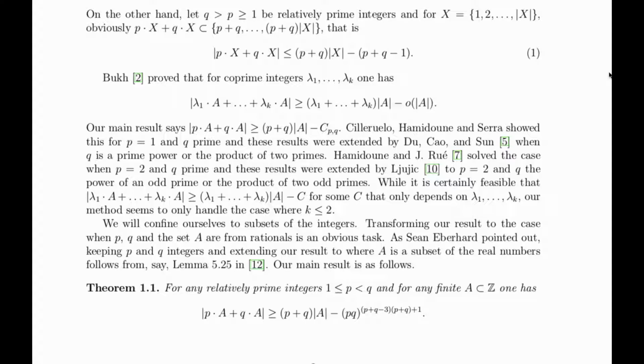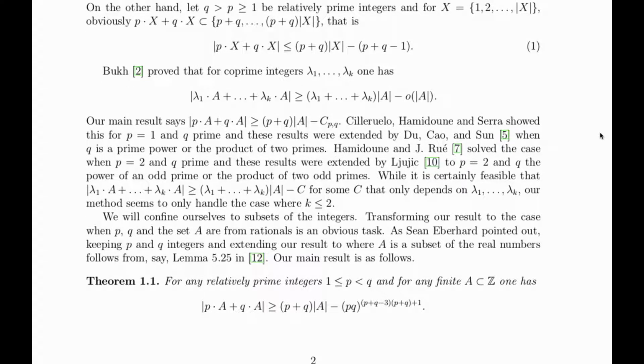Most of the results were for P equals 1 and P equals 2, where Q is either a prime or kind of close to a prime. Now if we go down to our main theorem, theorem 1.1, we can see that, for instance, taking P equal to 1, the bound is about Q to the Q squared. And you might ask, how close is this from the truth?